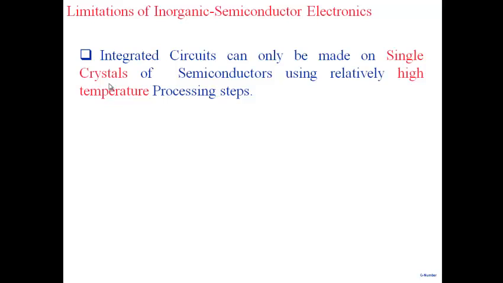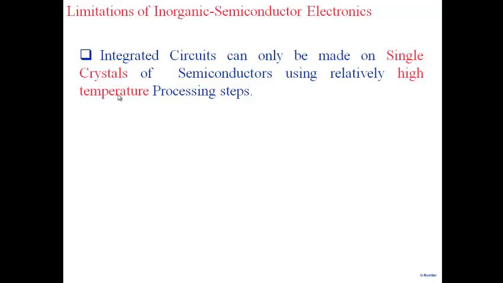Not only that, it has to be a very, very good crystalline material with very few defects. The other thing is the process for making those devices usually involves very high temperature steps. For example, let's take a MOSFET. In a MOSFET, I have to grow silicon dioxide. Silicon dioxide is grown at very high temperatures.